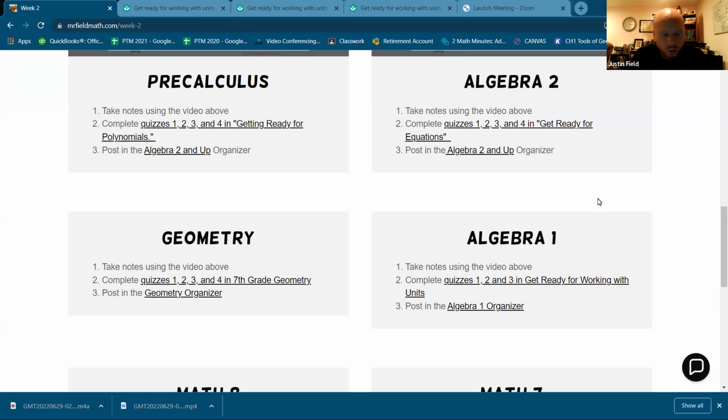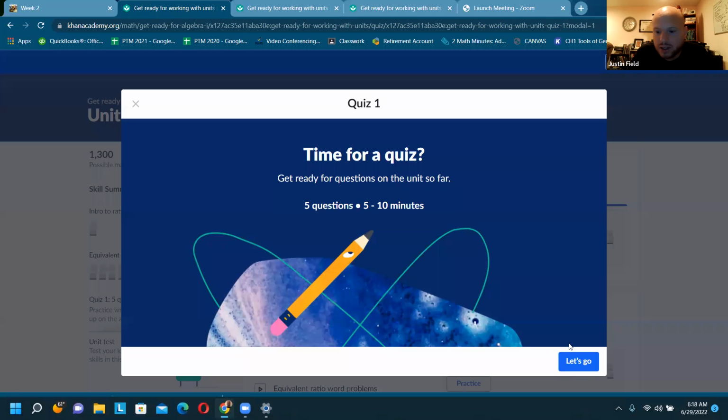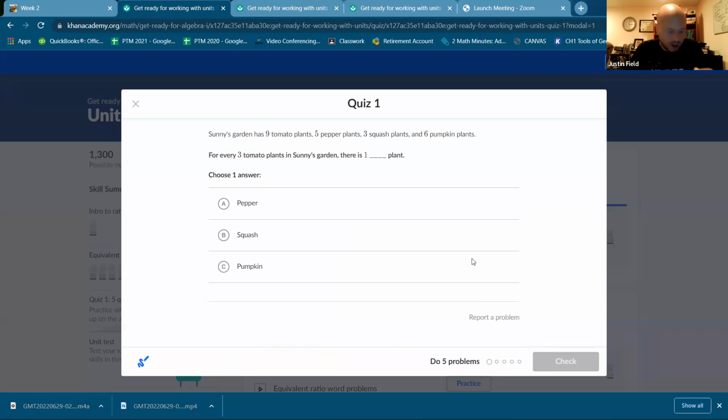All right, this is week 2, Algebra 1. We're going to look at getting ready for units. One of the most important things you can do, because this is how you connect Algebra 1 with the real world. Okay, units. Units are words that come after numbers. And you've seen them before, so let's go.